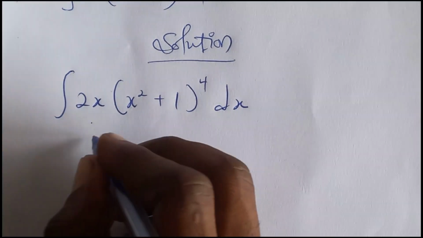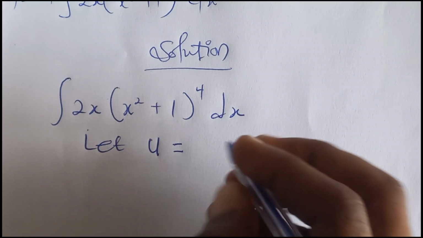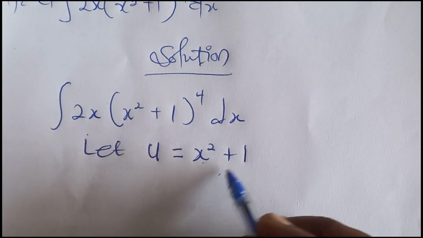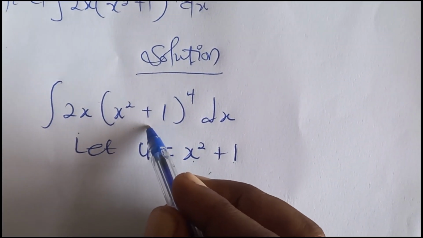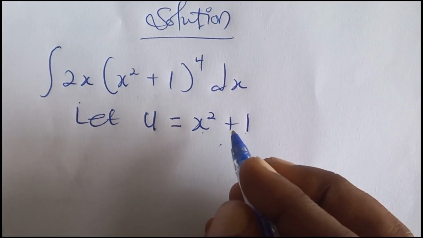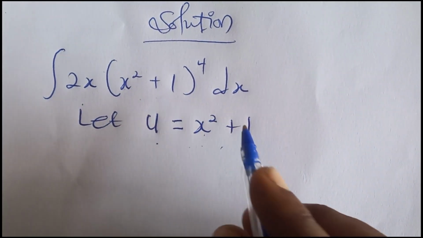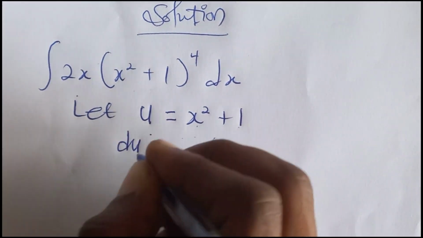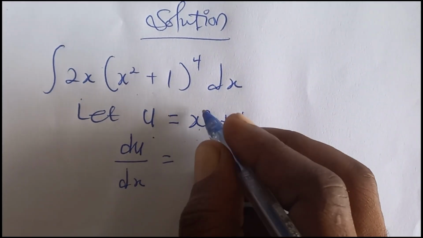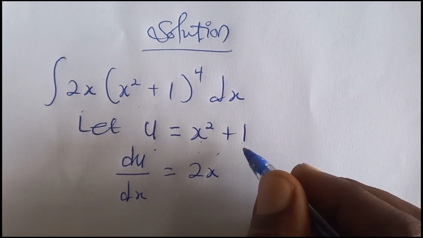So we say let u is equal to x squared plus 1. So this x squared plus 1 is what is in the brackets. Now we have to differentiate this u term. So we find the derivative of u is equal to x squared plus 1. So we say that du dx is equal to, when you differentiate x squared, we get 2x. The plus 1, we know that when you differentiate a constant, it is 0.